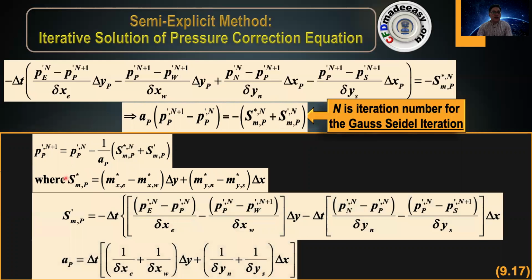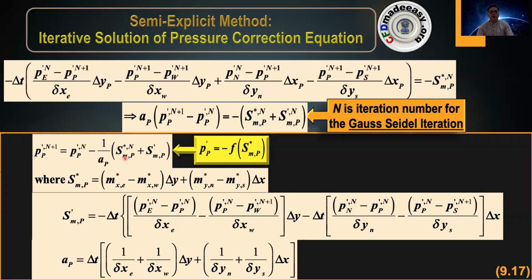where this is the predicted mass source. This is like the corrected mass source, and this AP is given by this expression. So here I am showing you a much more explicit equation for pressure correction as a negative correlation with the SMP star, which is the predicted mass source.